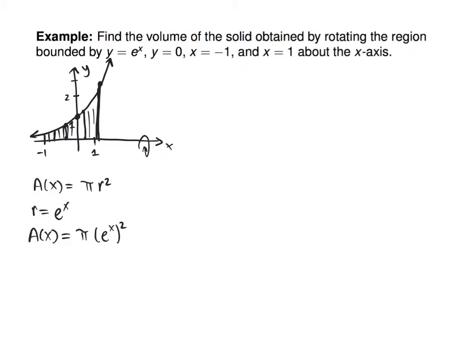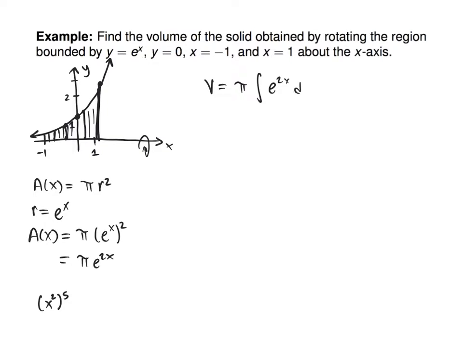Ooh, what happens when you raise a power to a power? Do exponents multiply, or do they add? Do they exponentiate? They multiply, so that becomes pi e to the 2x. Think about an easy example, like x squared to the 5th. You get x squared 5 times, that's 10 x's, right? Multiply. All right, so your volume is pi integral e to the 2x.